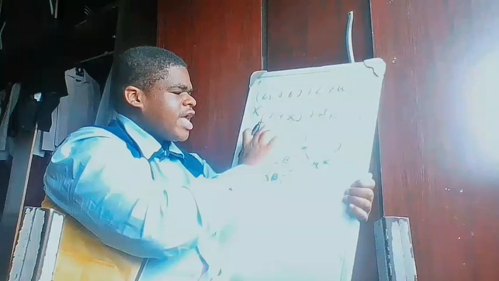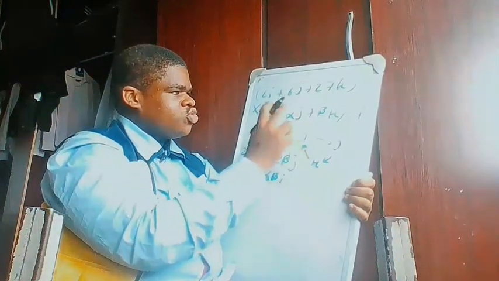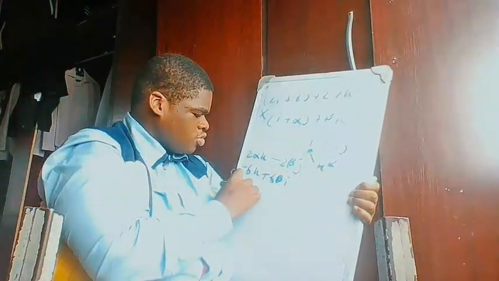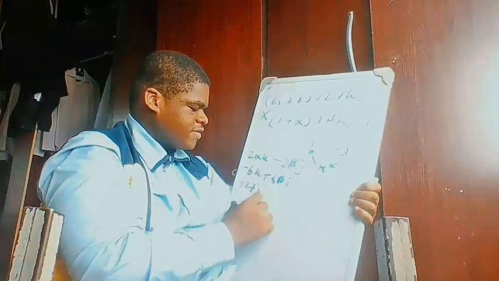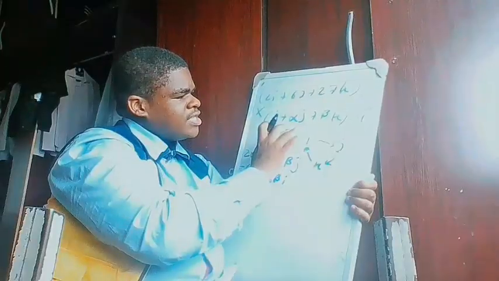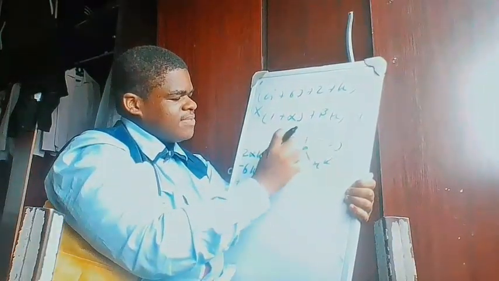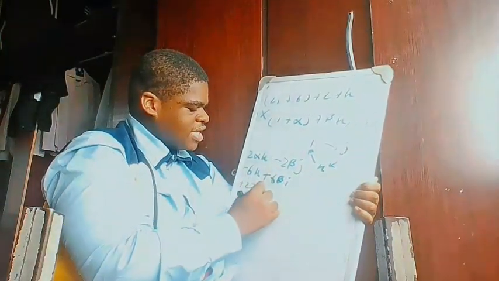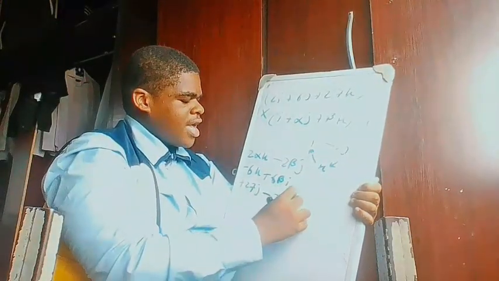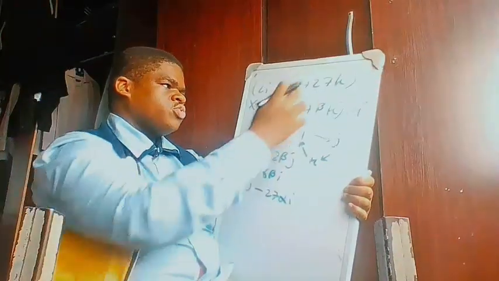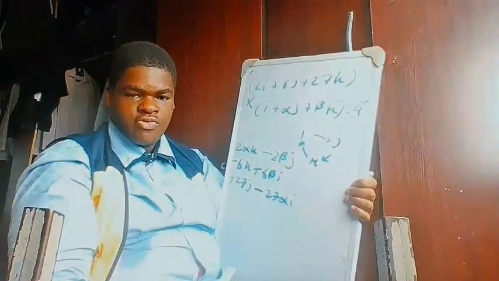27k cross i, k cross i is j. So 27k cross i will be plus 27j. 27k cross alpha j, k cross j is minus i. So this will be negative 27 alpha i. k cross k is 0, so 27k cross beta k will be 0.